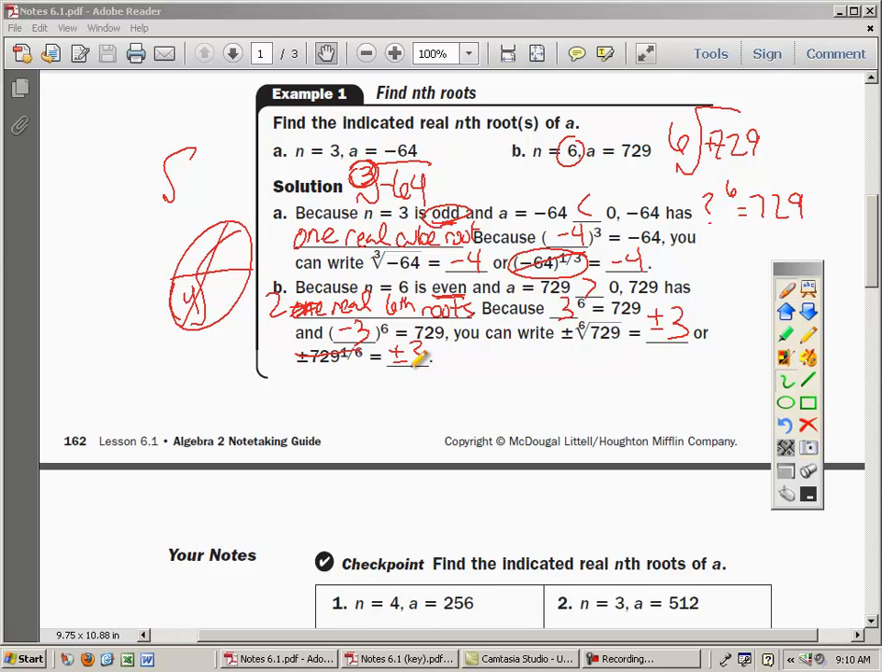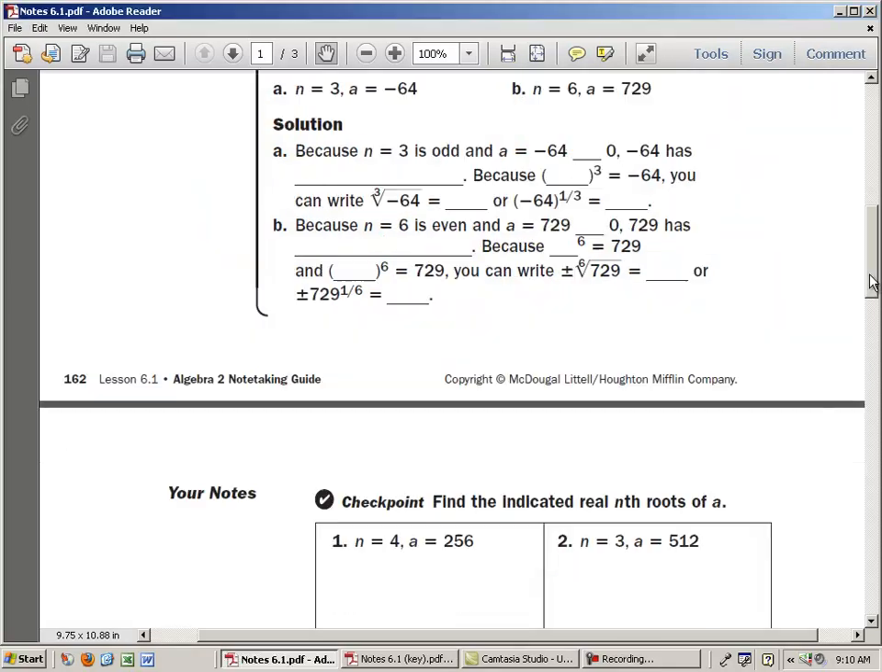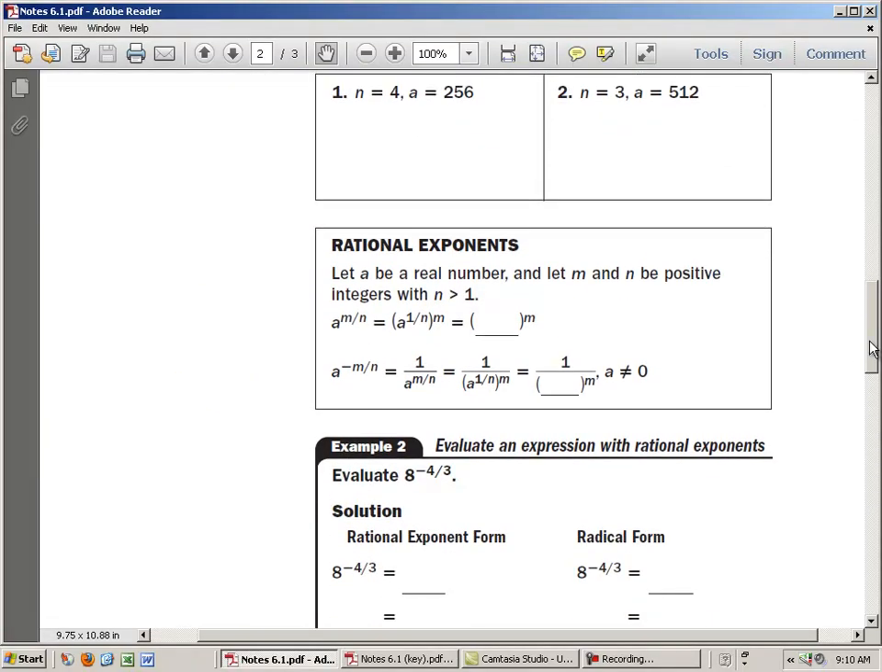All right, so let's try a couple of checkpoints down on the next page. Pause your video. Please try them. We'll be right back with solutions.